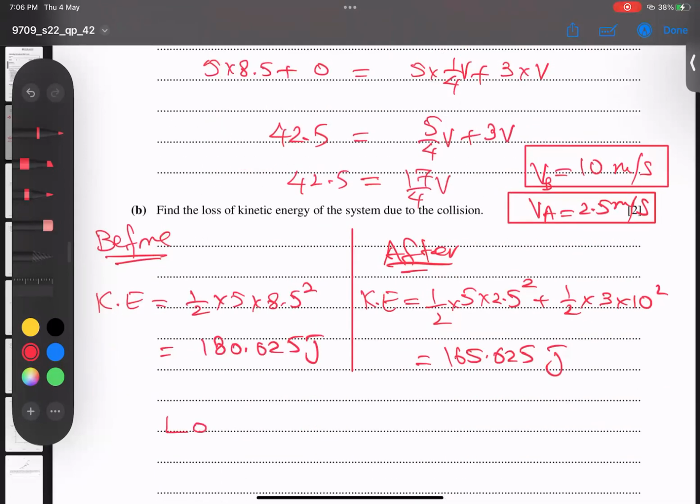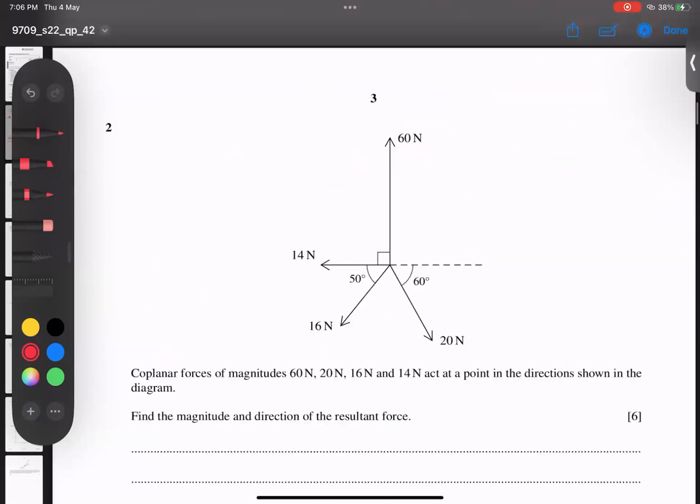And what is the difference and loss? We can say the loss of kinetic energy, just subtract them and I get the answer. 180.625 minus 165.625. So 15 joules is our answer. I hope this question is very clear. Let's go for question number 2.